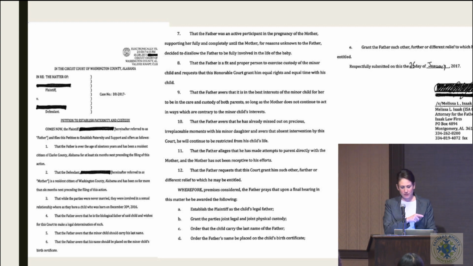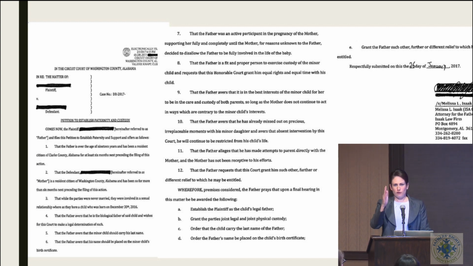But let's turn it around as a dad. As a dad going in there and saying, I want full custody, right? If you're going in there as a dad saying you want full custody, you better have some pretty good proof that she's a bad mom, or the court will probably look at you as being unreasonable.